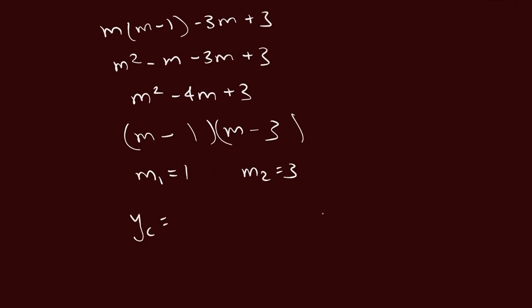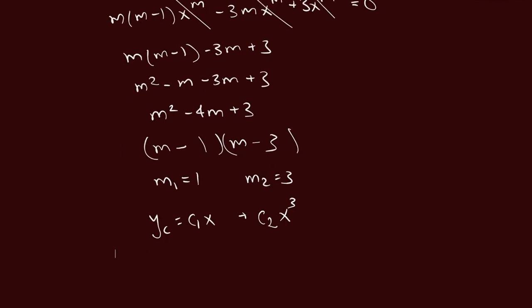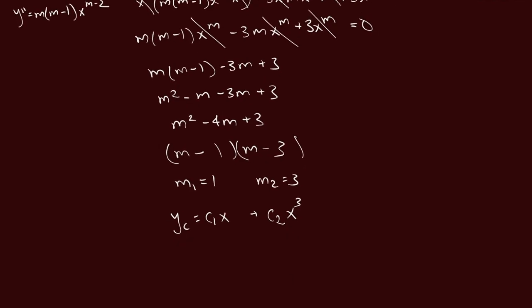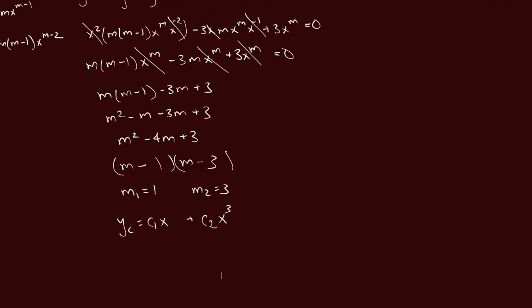So yc will be c1 times x to the m1 plus c2 times x to the m2. So this will be 1, this will be 2, so this one will be 3. This is because the roots are different. The formula for yc when we use Cauchy-Euler's rule is going to be this. If we were not using that rule, then we would just do e to the power of m1 times x plus e to the power of m2 times x, with the constants. But since we had y equals x to the power of m, we have to do it this way. Okay, so now we have yc.